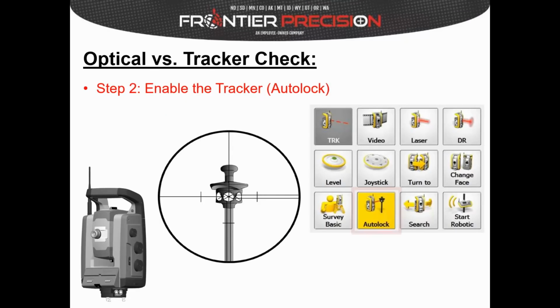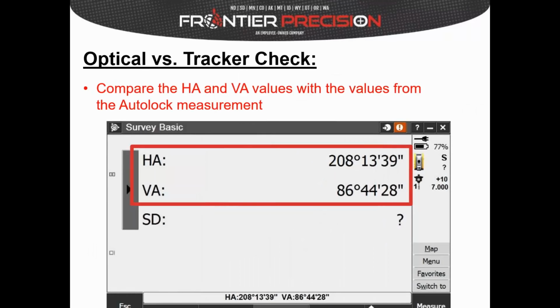Then we're going to go back in and turn auto lock on, and see where the crosshairs are aiming or where they jump to. Typically they're not going to stay centered on the glass. They're going to move a little bit. But more importantly, we also want to go back to survey basic and see if those angles have changed. If it's in adjustment and it's good, ideally we're going to stay right on that glass, and these angles are not going to change, or maybe change by a second or something like that, but they're still going to compensate back very tight to where we were.